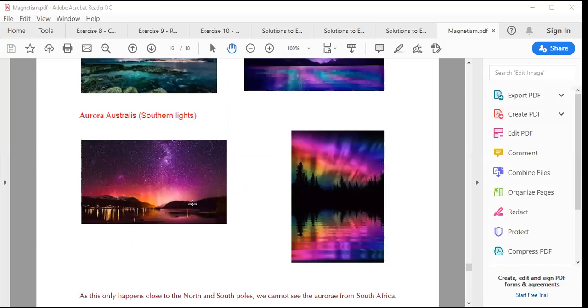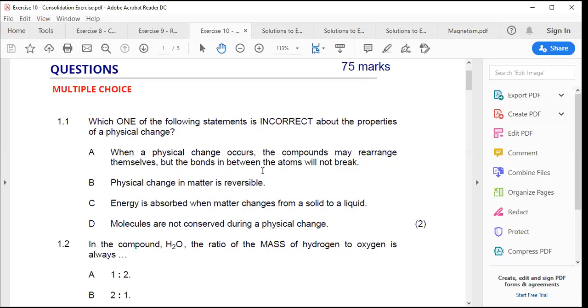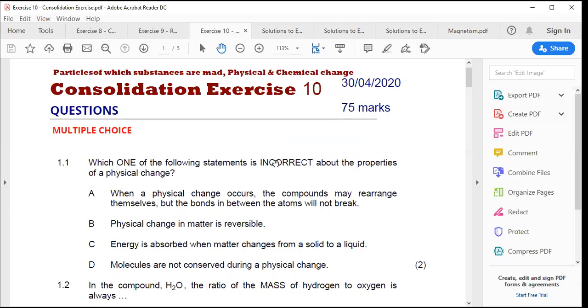If there are no questions, I just wanted us to look at the consolidation exercise 10, just to revise. The consolidation on particles of which substances are made and their physical and chemical change. Those who have sent it in, I'll try and mark, but time sometimes is a problem, so please don't be angry with me. I'll try and do that. Right, so we start with the first one, 1.1.